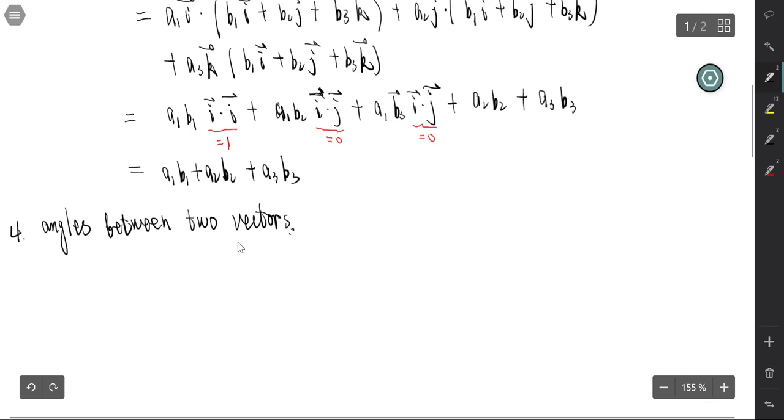Because A dot B equals the length of A times the length of B times cosine theta. So we get cosine theta is A dot B over the length of A, the length of B. Now, if the coordinates of A and B are known, then we can compute the dot product and their length.